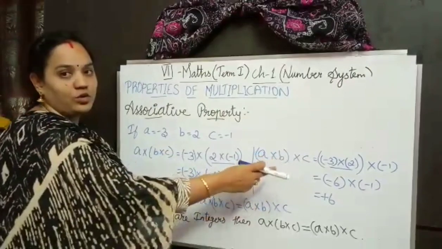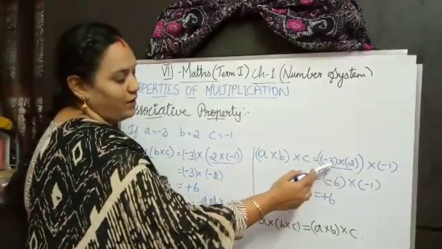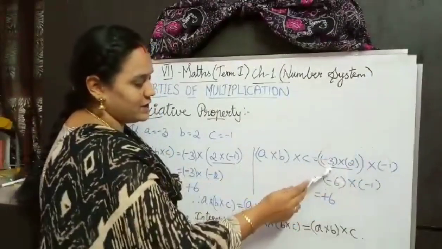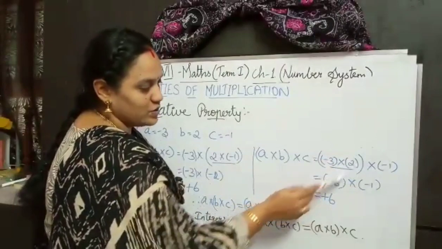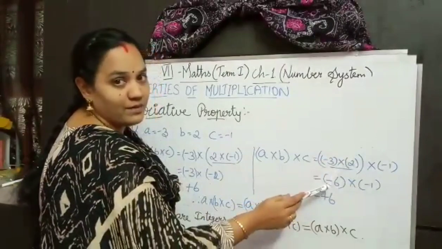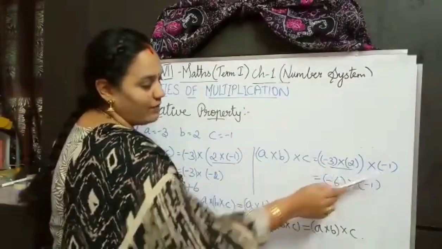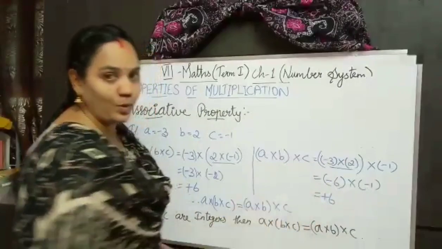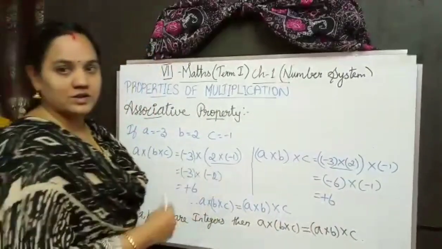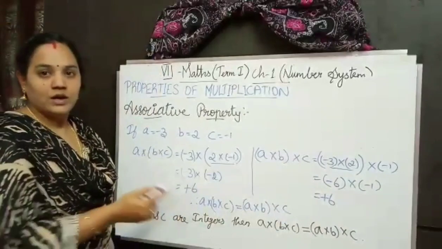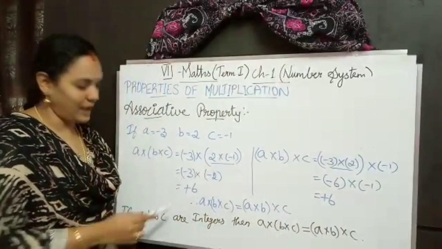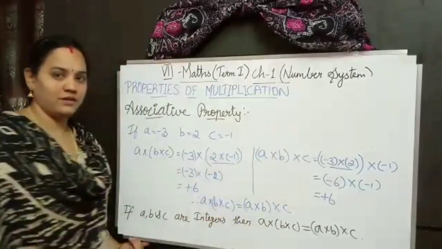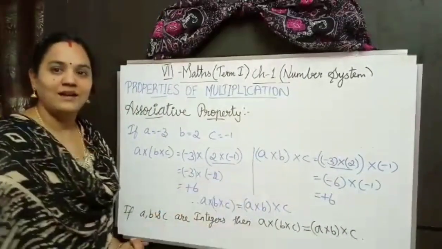Likewise we have to solve A into B into C. Here A and B are grouped together. So here we have to solve minus 3 and 2 first and then we have to take minus 1. First I am solving these two numbers. So 3 2s are 6. Different sign, so I have written minus. So minus 6. Now we have minus 6 into minus 1. So 6 ones are 6. Same sign, so plus. So after solving these two expressions, we can conclude that A into B into C is equal to A into B into C. Both these expressions are same.